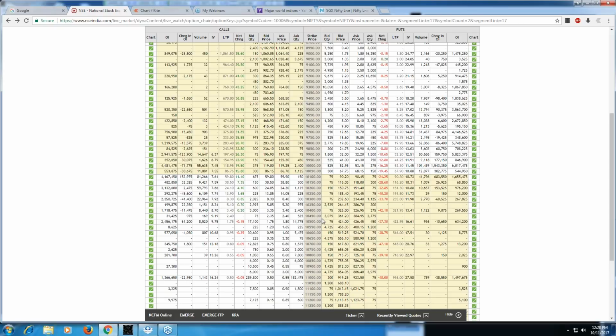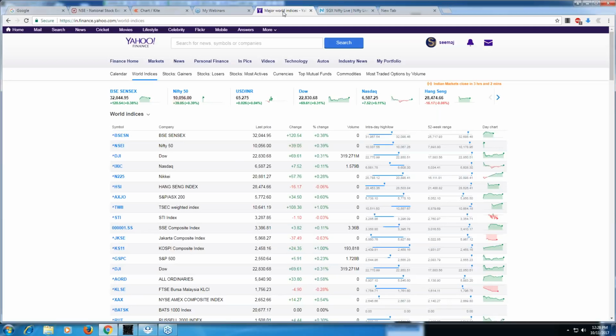I look into the world market. I look into the SGX Nifty. And I look into the option chain. These are the three things that I look into. And then I go to the news. So there are various places you can get the news.